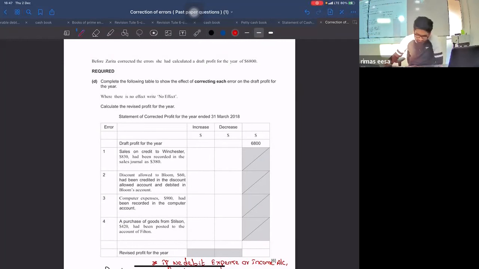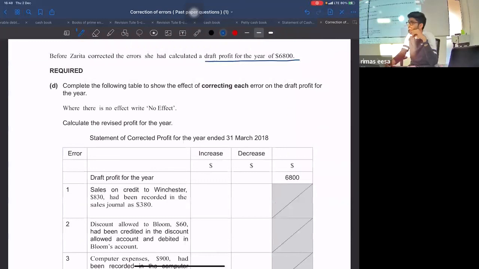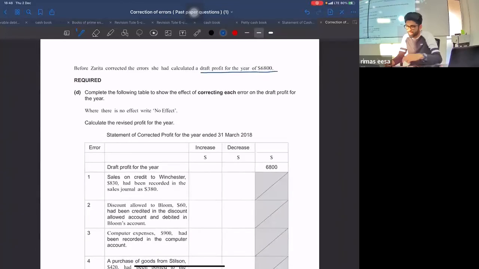Read it. Before Zarita corrected the errors, she had calculated a draft profit of 68,000. They are telling before correcting the error, draft profit is 68. Do you know what do you mean by draft profit? 6,800 you told. Draft profit is 6,800. What do you mean by draft profit?